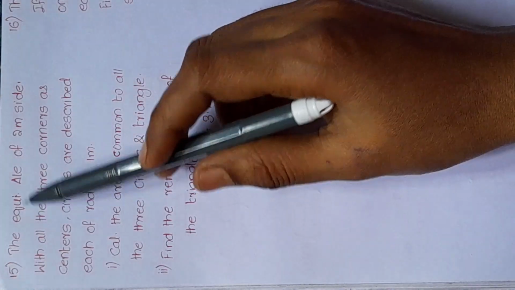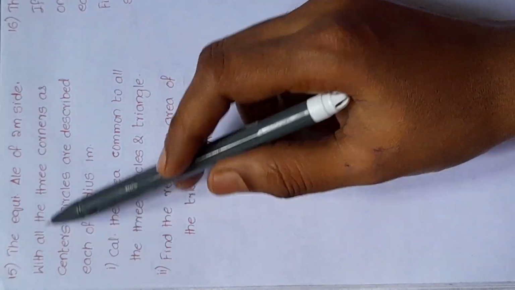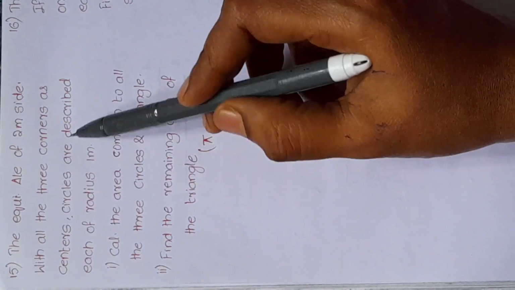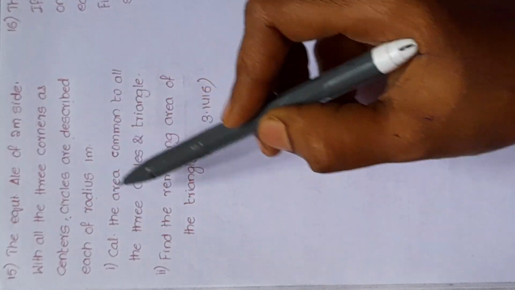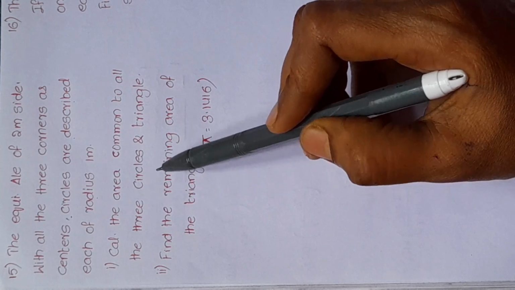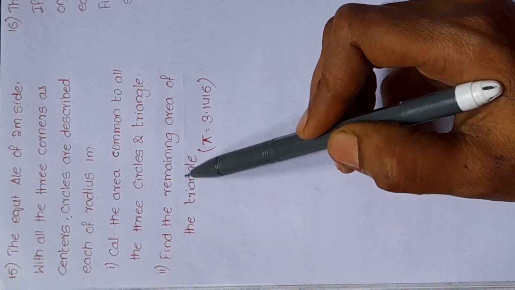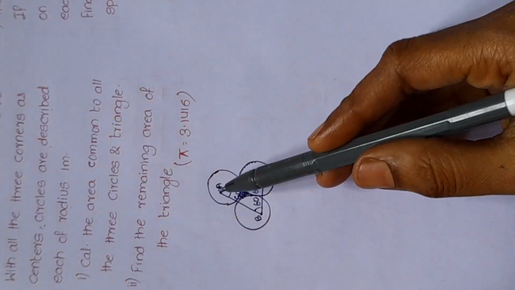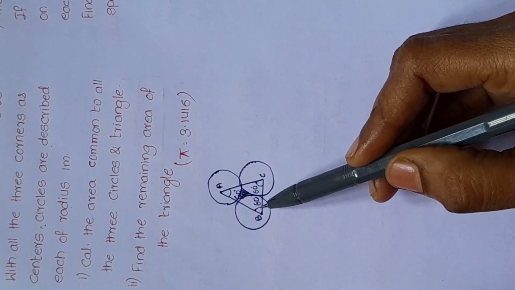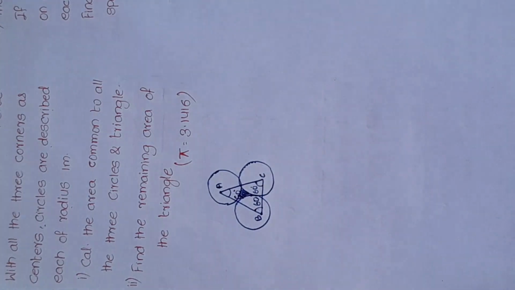Question number 15. An equilateral triangle has sides of 2 meters. With all the 3 corners as the centers, circles are described, each of radius 1 meter. Calculate the area common to all the 3 circles and the triangle. Second, find the remaining area of the triangle. Here ABC is the equilateral triangle. So each angle is 60 degrees in an equilateral triangle.